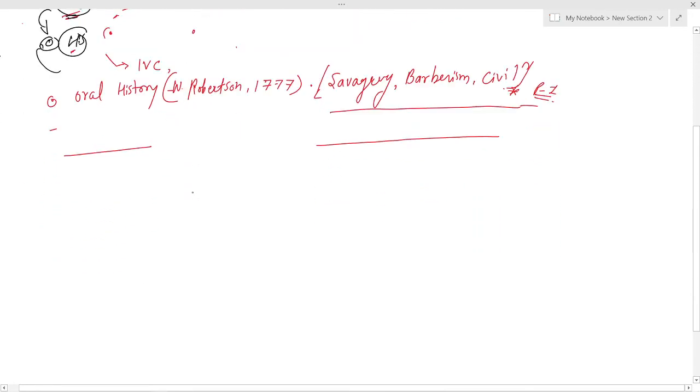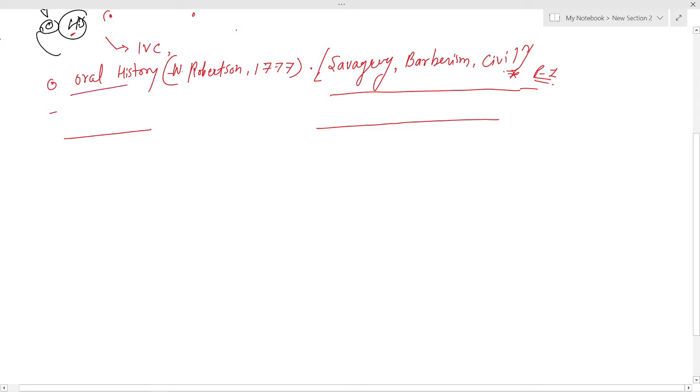Now we'll talk about a very important topic, which is oral history. Oral history refers to the study of history of contemporary societies who are pre-literate, where any possibility of written record is ruled out. Scholars like William Robertson, the name of the first scholar which we have seen in paper 2 section 1. William Robertson in the year 1777 tried to study human evolution before the evolutionists, and he used the terms savagery, barbarism and civilization. We will deal with these three terms separately when we start paper 1.